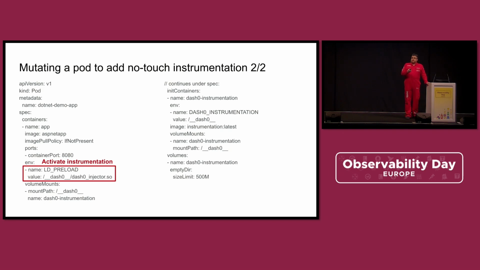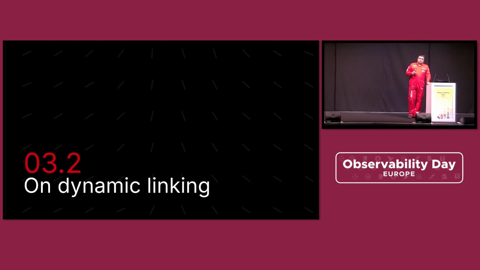And this is a different environment variable than what we have seen in the Java use case, and it's going to be the centerpiece of the talk, LD_PRELOAD. Now, before we get into how LD_PRELOAD actually works for the use case of observability, we need to talk a bit about dynamic linking.